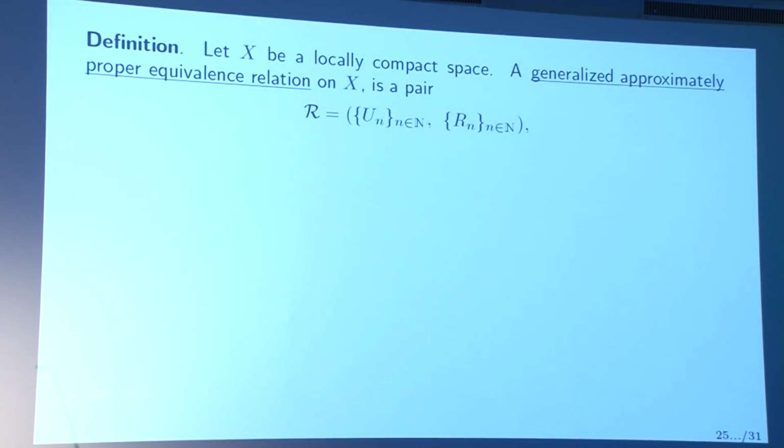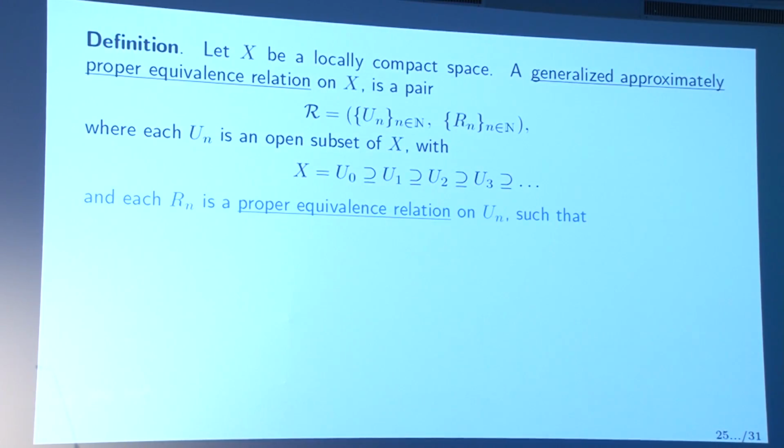So this is an abstraction of the former idea, which we are going to call a generalized approximately proper equivalence relation on a space X. So X is a given space. So this object consists of a collection of open subsets of X, which are decreasing, and the R_n's should be proper equivalence relations on the U_n's, and we want the relations to be increasing. That is, we want to try to mimic what Renault does, but they cannot be increasing if they are defined on smaller sets.